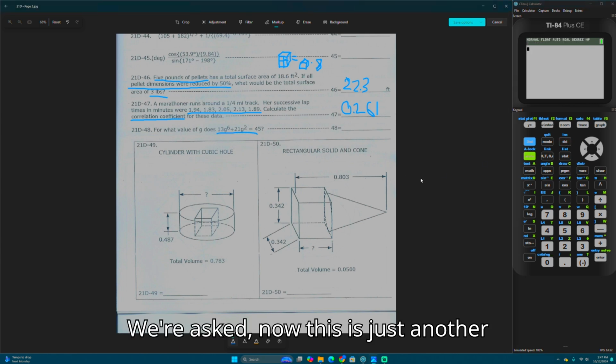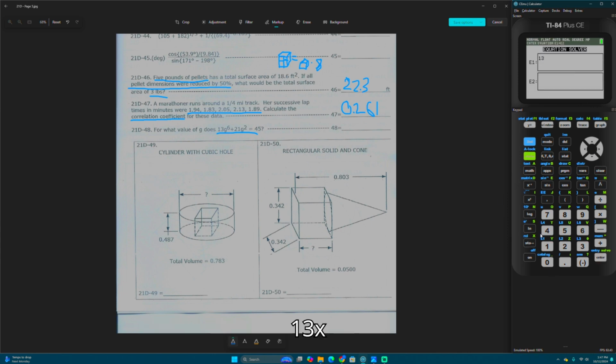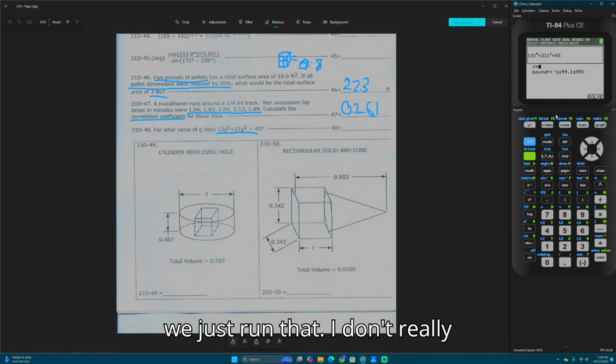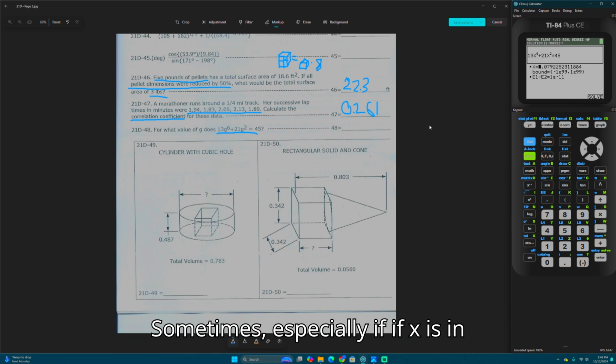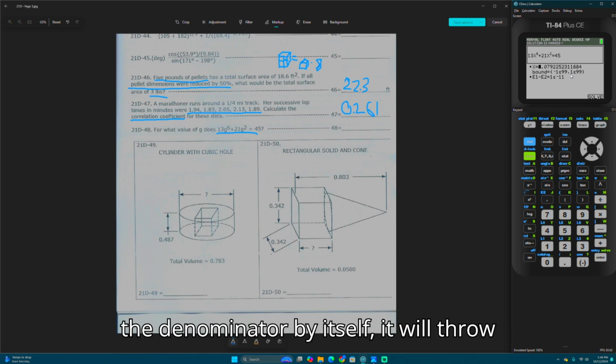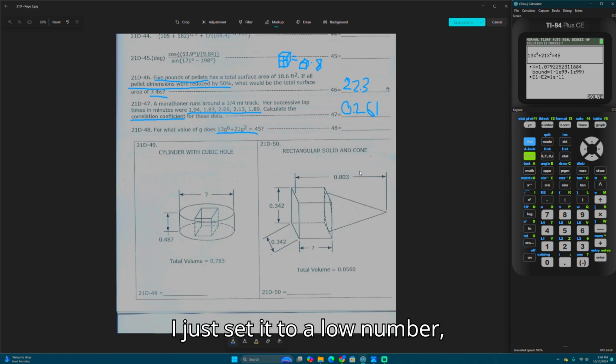We're asked, now this is just another simple numeric solver problem. So 13x to the 6th power plus 21x squared is equal to 45. So we just run that. I don't really like having the guess as 0, because sometimes, especially if x is in the denominator by itself, it will throw you an error. So normally with these problems, I just set it to a low number, 1.08. Not too bad, as you could tell.